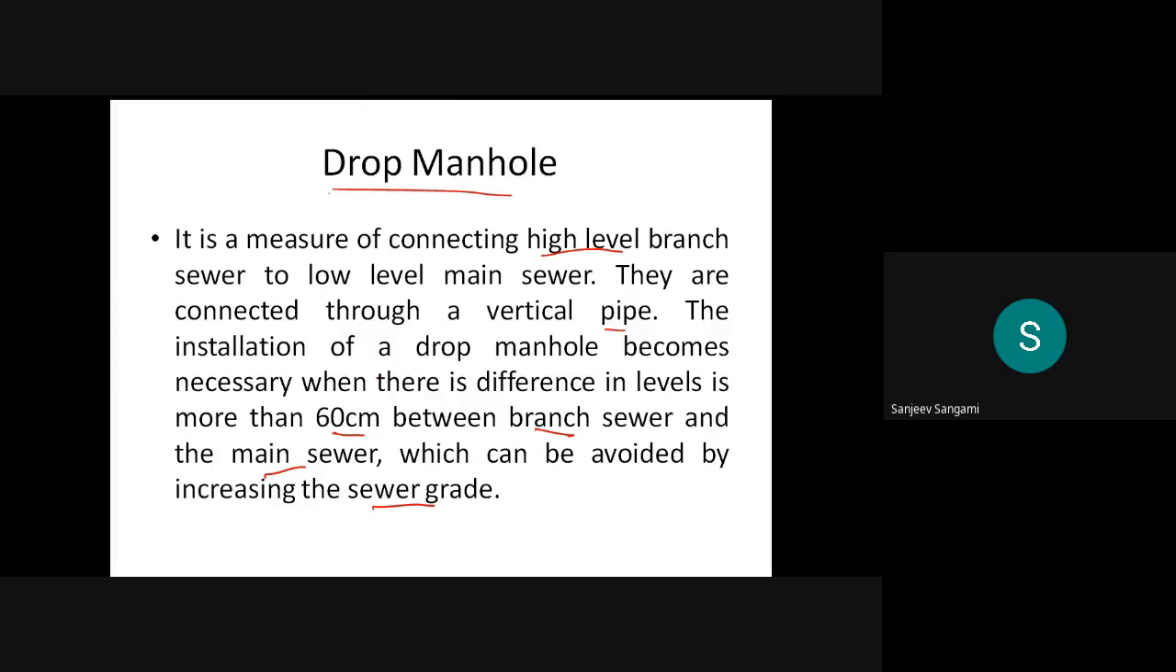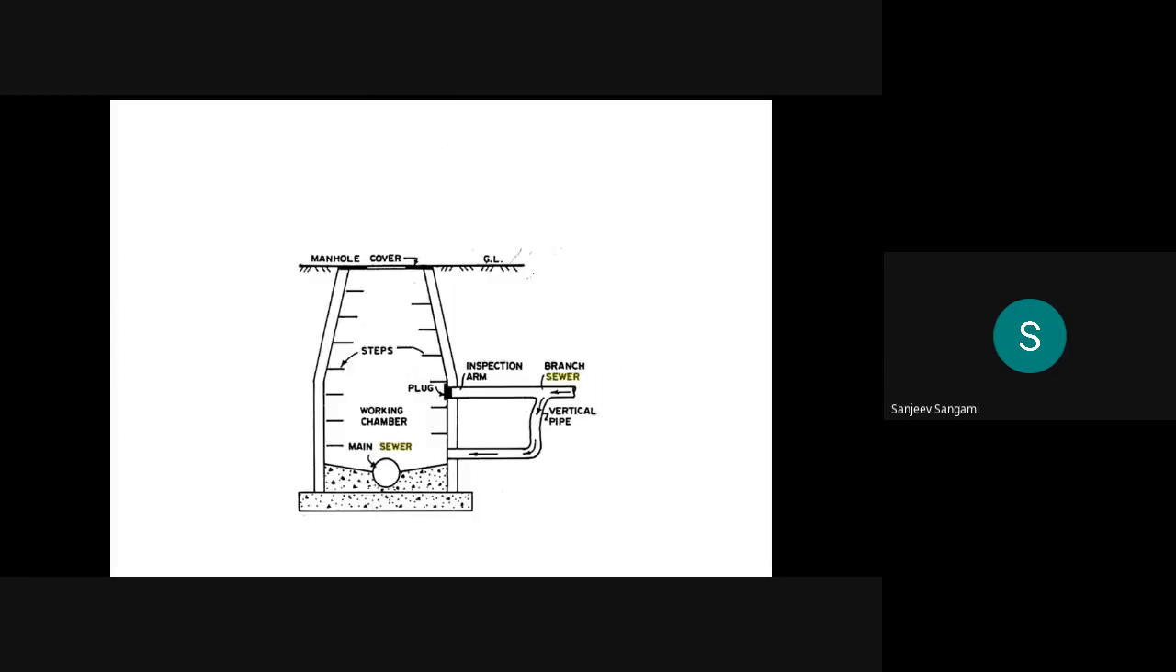If the gradients are too high, in some situations you may not be able to excavate trenches deeper than the recommended guidelines. In those cases, it is better to go ahead with drop manholes. Drop manholes means a little bit more depth than the normal manholes. So this is what the drop manhole is.